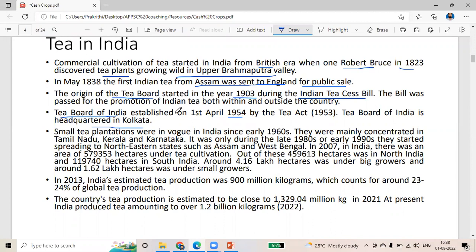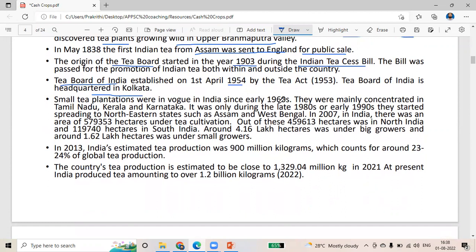Now later, during the 1960s, small tea plantations came into vogue in India. Small tea plantations were mostly concentrated in the South Indian region, mainly in Tamil Nadu, Kerala and Karnataka. Later they spread to the northeastern states. Assam and West Bengal also started small tea plantations.